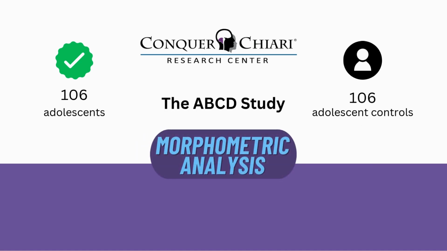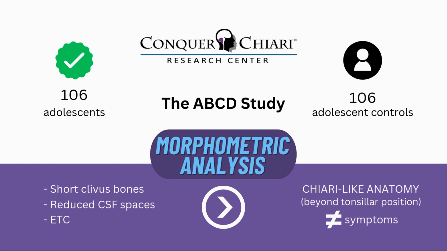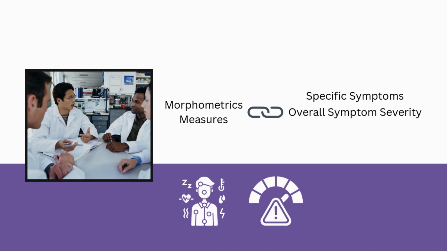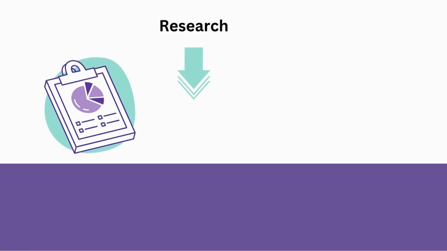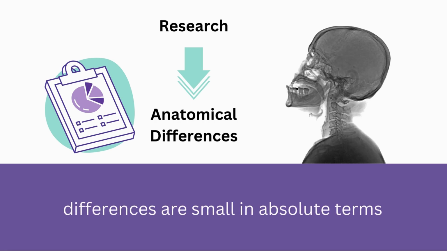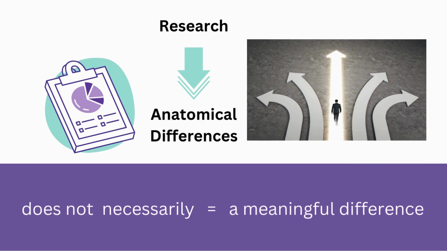However, morphometric analysis found that their anatomies were strikingly like what is seen in adult Chiari, with short clivus bones, reduced CSF spaces, etc., indicating that a Chiari-like anatomy, even beyond tonsillar position, does not always cause symptoms. In fact, researchers have struggled to connect morphometric measures to specific symptoms, overall symptom severity, and surgical outcomes. While research has identified many anatomical differences in Chiari patients, a lot of these differences are small in absolute terms. So even though they may be significantly different in a statistical sense, that does not necessarily equate to a meaningful difference.